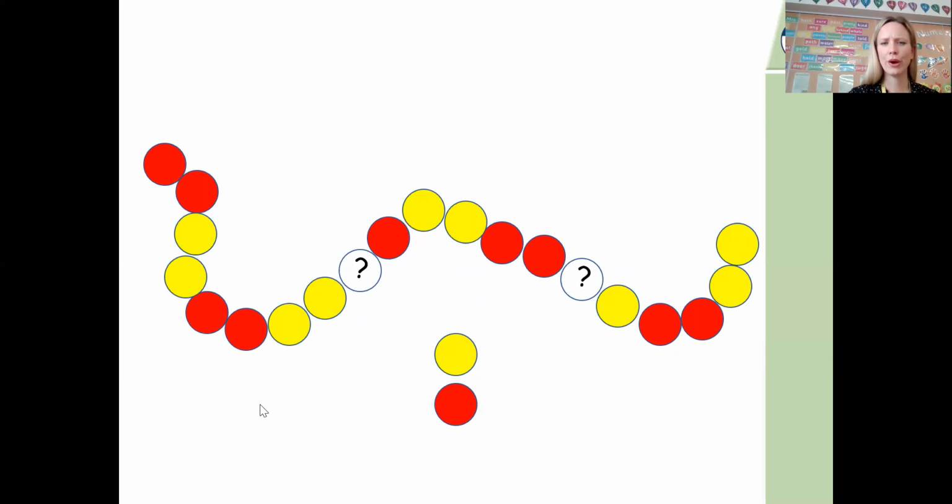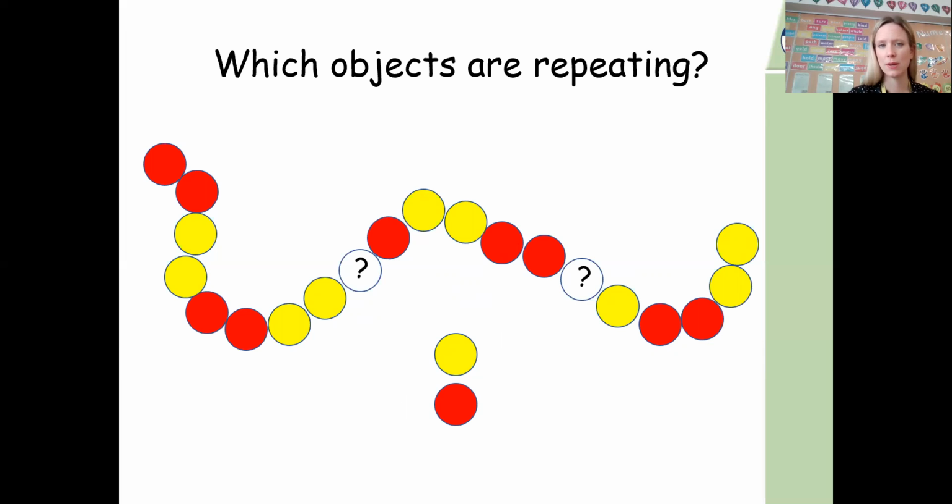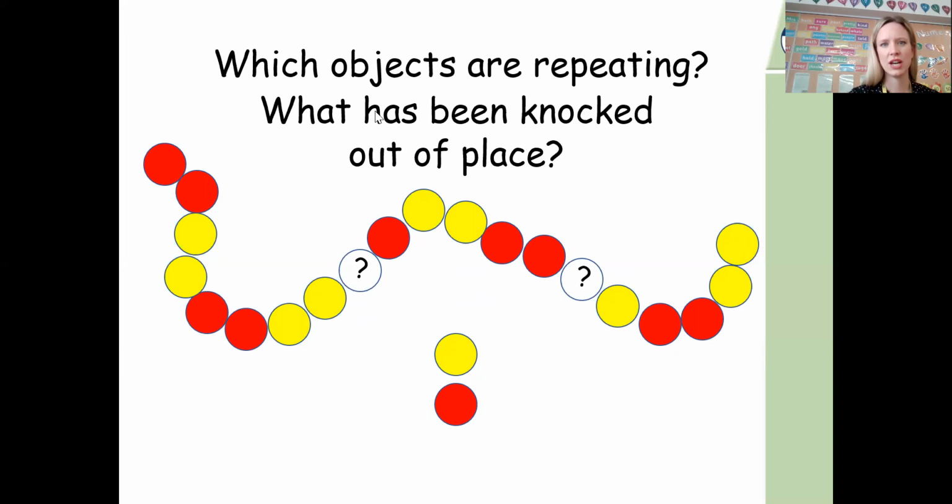Do you think we can work out which bead came from which part of the pattern? It says here, which objects are repeating? And what has been knocked out of place? So can we work out which bead goes back to where it came from? Pause me for a minute and see if you can work it out.